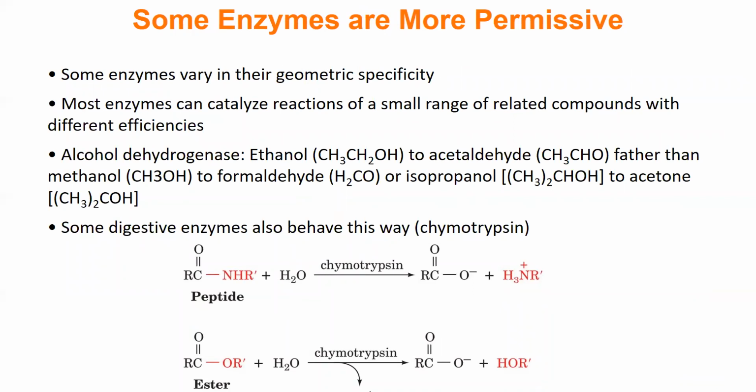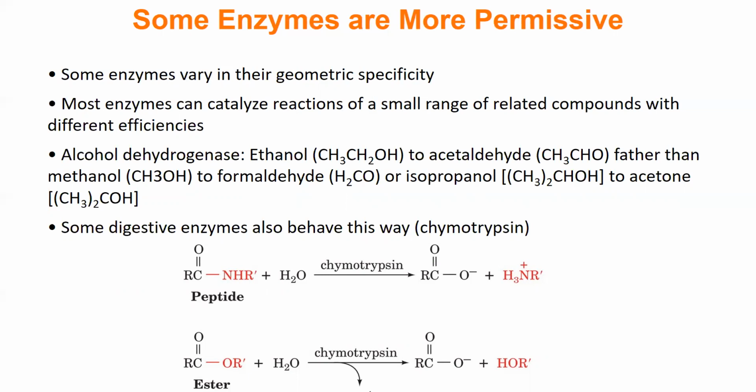Now, I did say that one of the advantages that enzymes have over catalysts is that they're specific and hardly have side reactions. But some enzymes are more permissive in what they will use as a substrate. For example, alcohol dehydrogenase usually takes ethanol and makes it into acetaldehyde, while methanol, which is one carbon different than ethanol, will be made into formaldehyde, which is deadly.